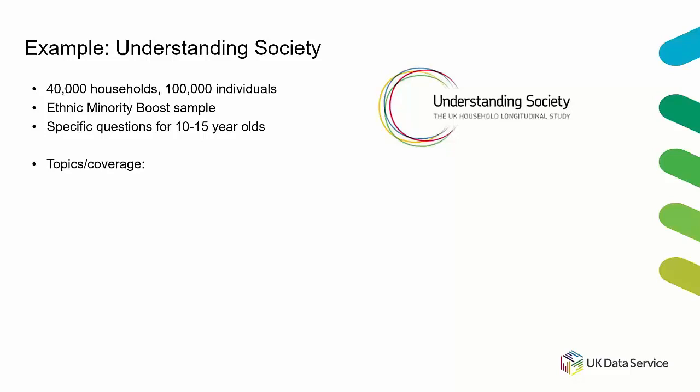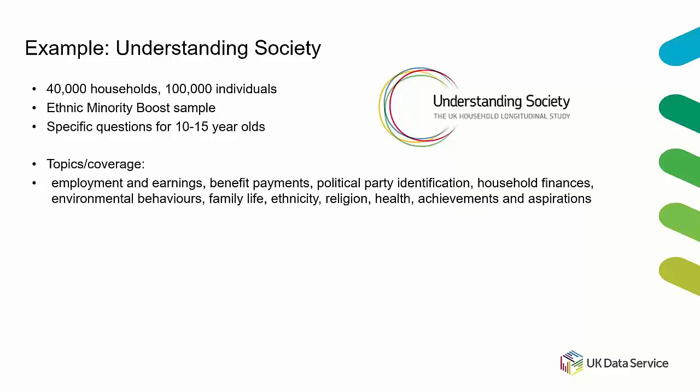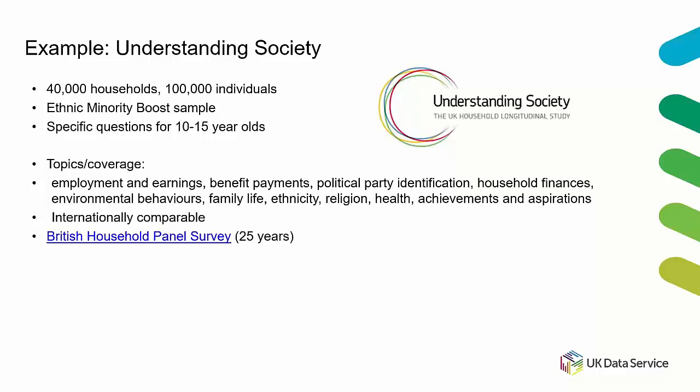Some of the topics that it covers include things like employment and earnings, political party identification, environmental behaviours, and it can also be internationally compared with other panel surveys from different countries across the world. And its predecessor, the British Household Panel Survey, has been harmonised with this data. So altogether, there's 25 years of panel data which can be analysed.